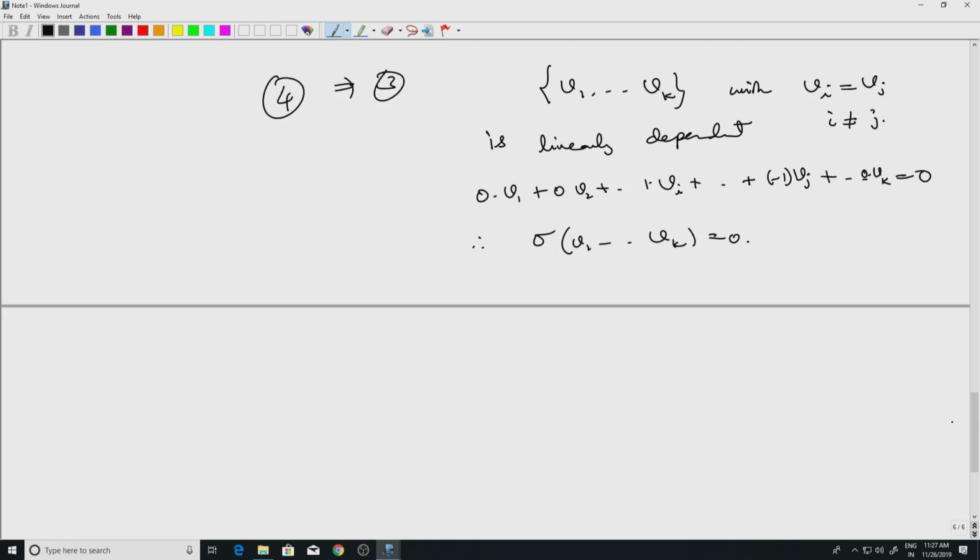Now I had briefly talked about pullbacks under linear maps of a K tensor. So let's have a look at that in the context of symmetric and alternating tensors. So let's first look at the case of symmetric tensors. So these are examples involving symmetric and alternating tensors and pullbacks.